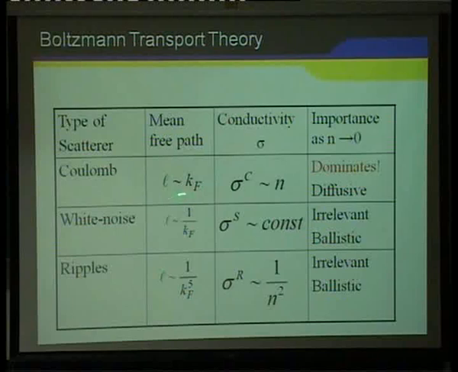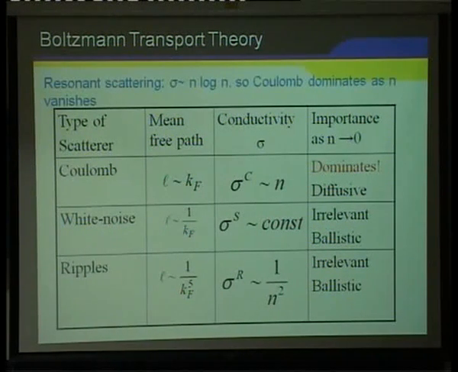White noise. Mean free path goes as 1 over square root of n. Mean free path increases as density decreases. Conductivity is constant. It's irrelevant. It gives ballistic as you go to low density. Ripples. You can take ripples. Ripples actually is even higher power. Then the conductivity is even larger. So it's even more irrelevant than this.